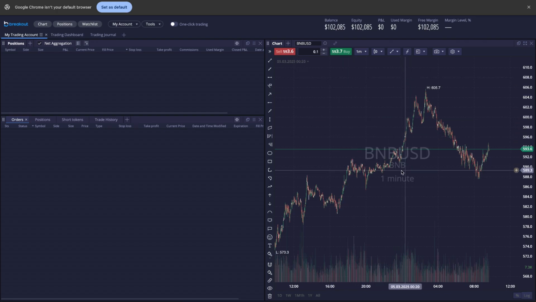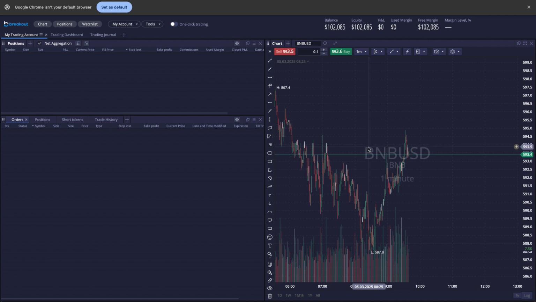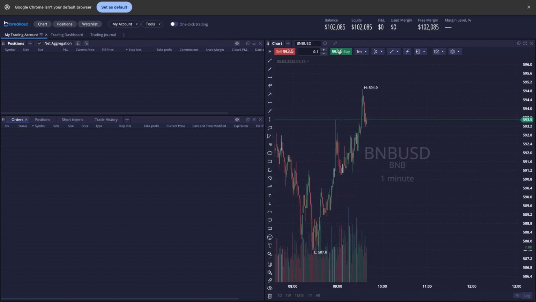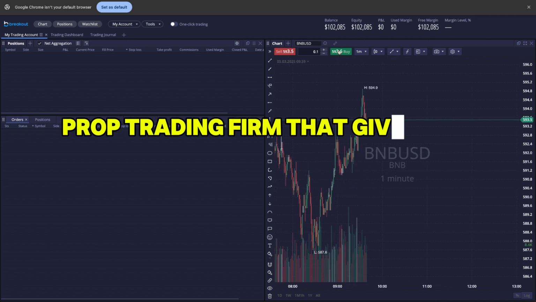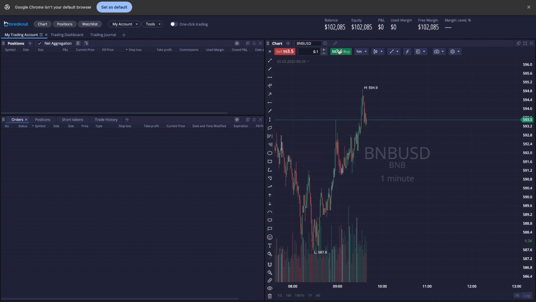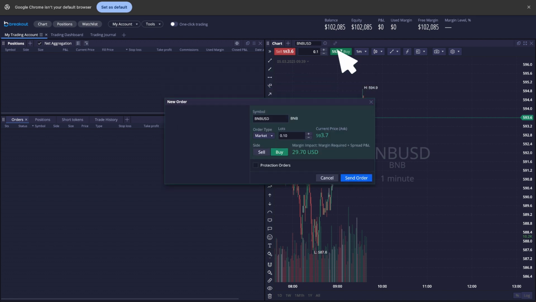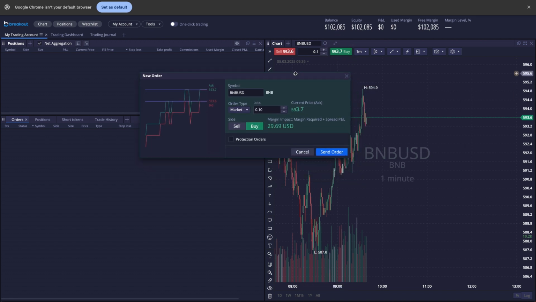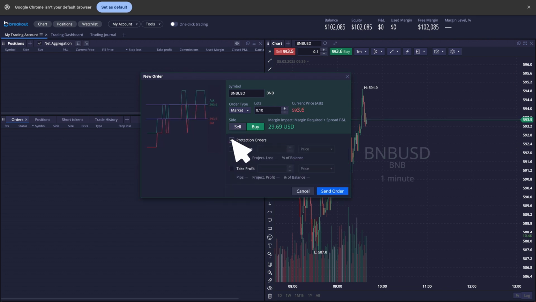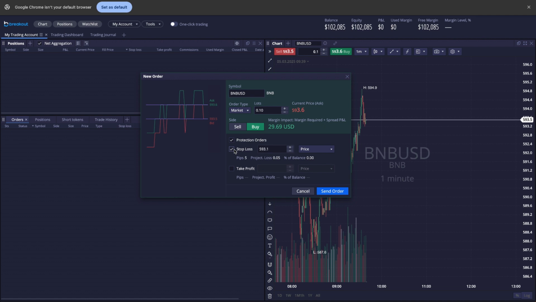So what we have here is the 1 minute chart on BNB. Let's just say we want to do a scalp. We're going to go long. This is in Breakout Prop, a prop trading firm that gives you $100,000 to trade with. That's why I've got this evaluation account. I'm just trading right now, just as an example. I'm already up a couple grand on it, but let's just show a trade. Click buy. What you do is, you see where it says protection order? You click that, and you can set the stop loss in advance.